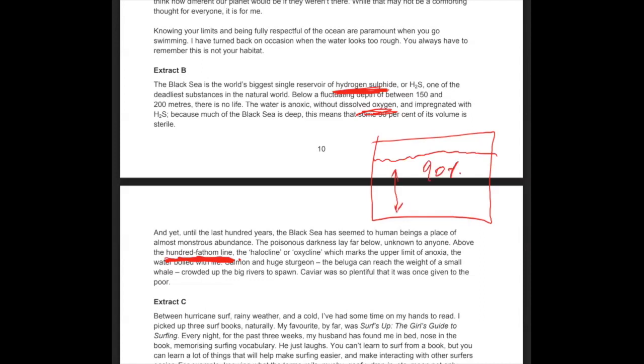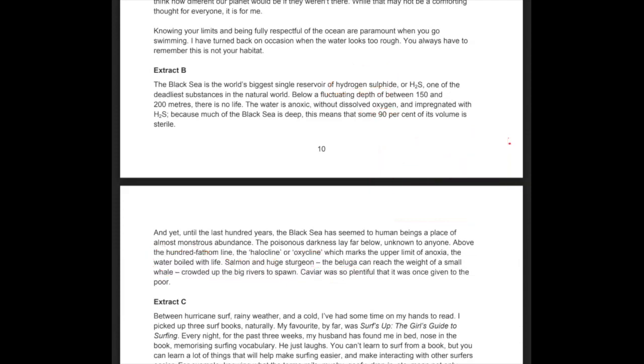But the section that's up near the top, right, is, where's the word I'm looking for? I've covered it up. Okay, it's over here. Boiled with life. The water boiled with life, right? That means it has a lot of life, a lot of abundance of living things in this tiny little space over here. You have things like salmon, you have huge sturgeon, and these beluga sturgeon can give us caviar, and it was so plentiful at one point in time, that basically just tells you that there's a lot of food here, right? So it's just talking more about the Black Sea, the deadly substance it contains, and how that means that most of it doesn't have any life, but the small 10% of it is absolutely teeming or brimming, full of life, right?